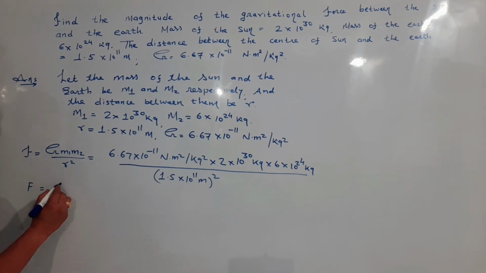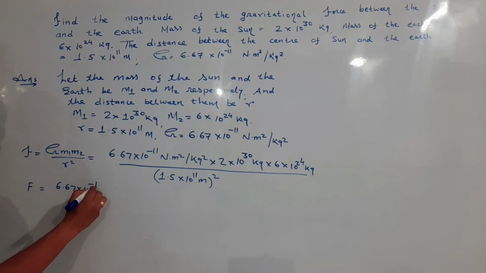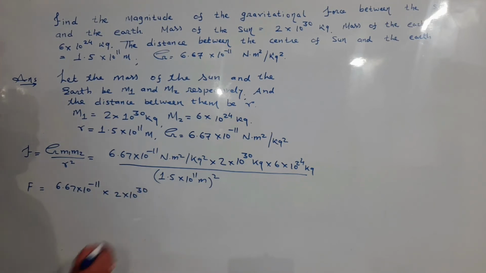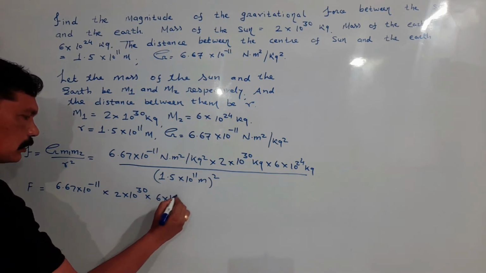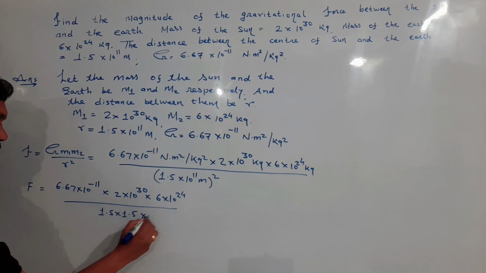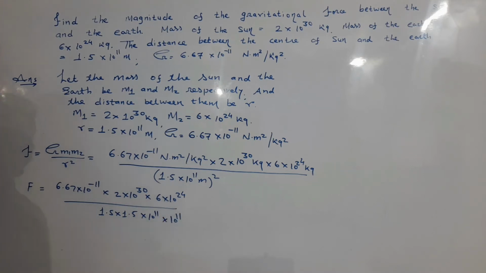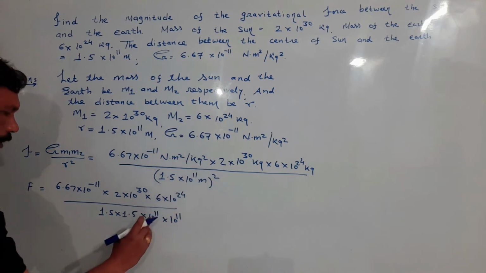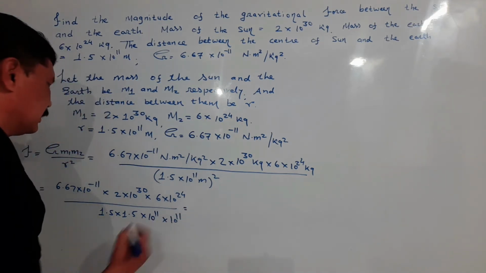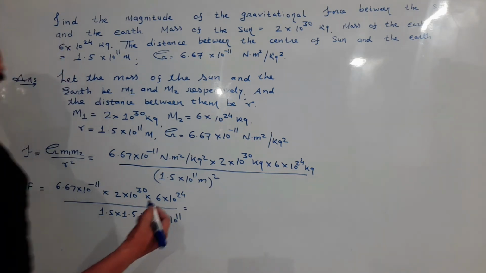F is equal to 6.67 into 10 to the power minus 11 into 2 into 10 to the power 30 into 6 into 10 to the power 24 upon 1.5 into 1.5 into 10 to the power 11 into 10 to the power 11. Now here, my dear student, we have removed the bracket. Now my dear student, here in order to make the calculation easy, we are going to take 10 to the power to the other side and arrange the values so that the calculation becomes easy.